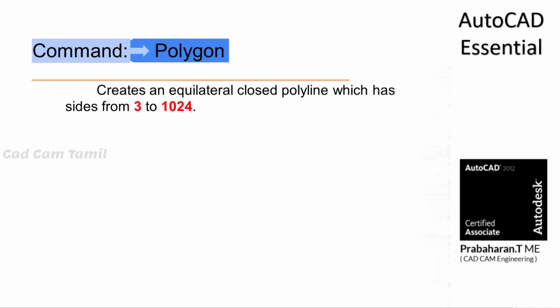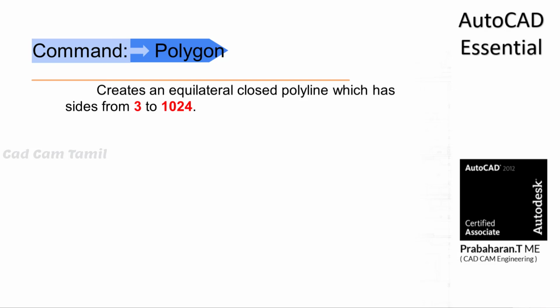Using the AutoCAD command, we are going to construct the regular polygon. That means the polygon command creates the equilateral closed polygon. The beauty of AutoCAD is that using the AutoCAD command, we can create polygons of sizes from 3 to 1024 sides. Okay.